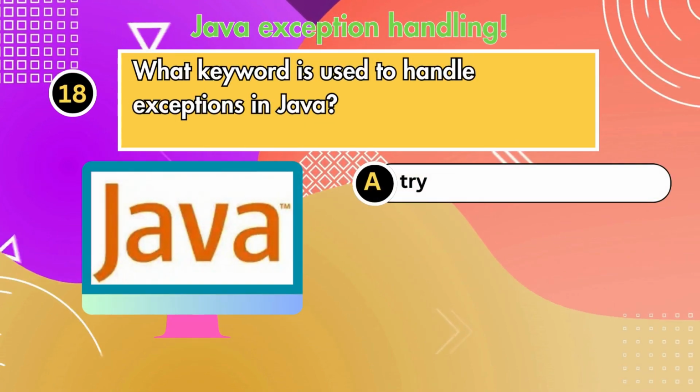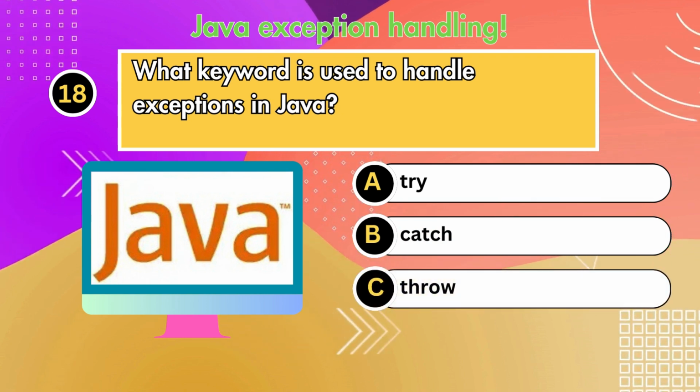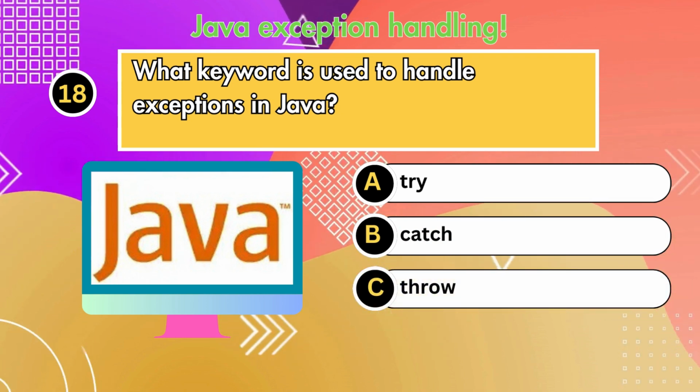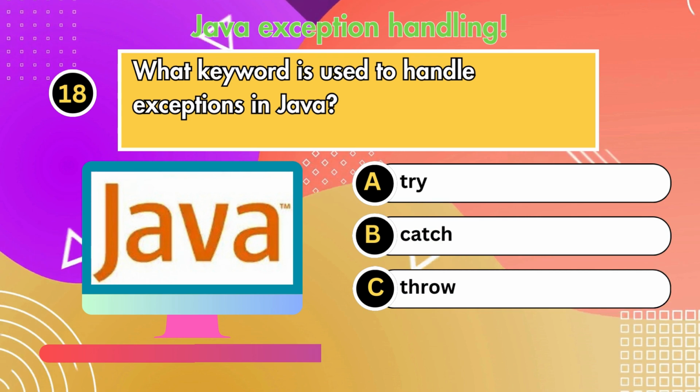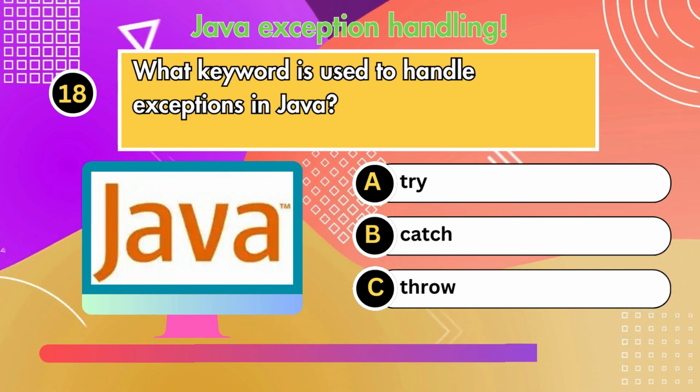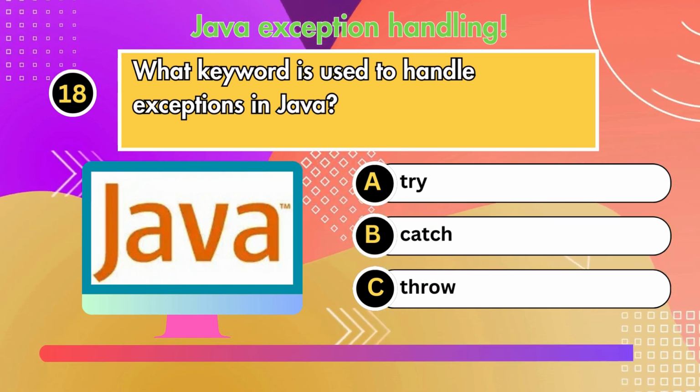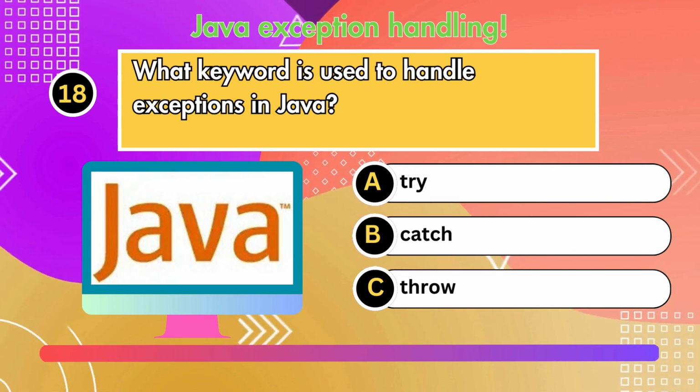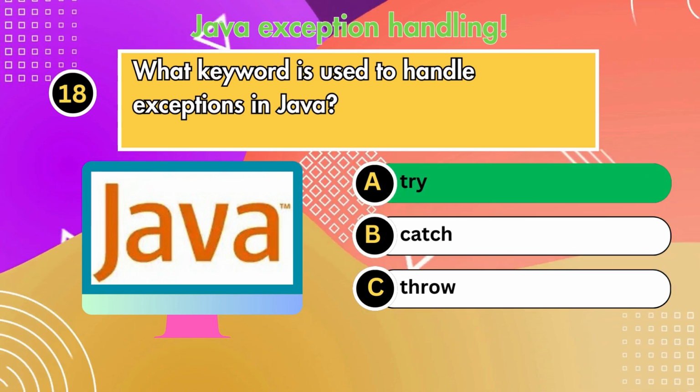What keyword is used to handle exceptions in Java? A. Try. B. Catch. C. Throw. Answer is try.